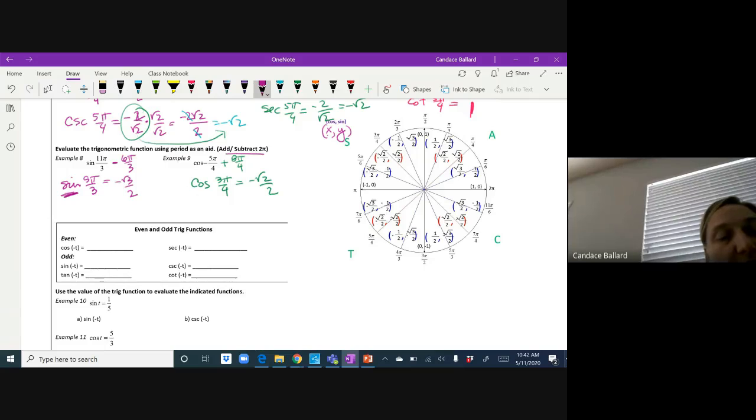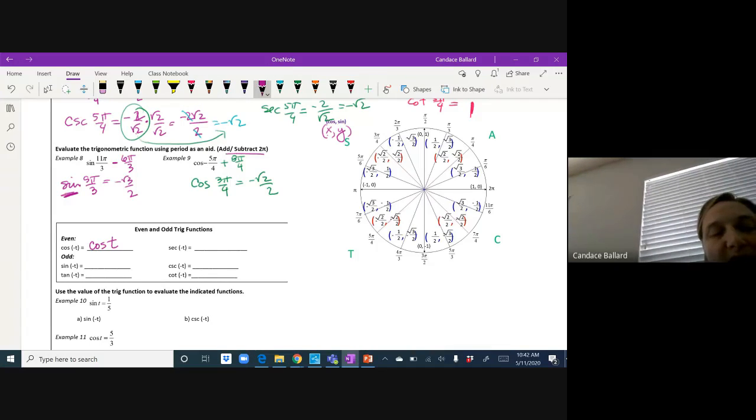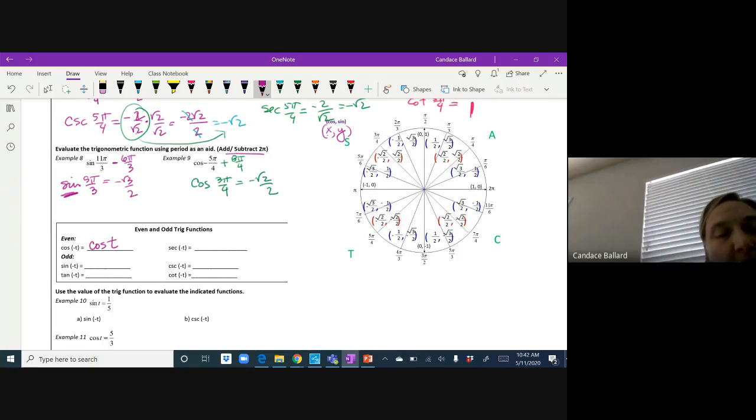So if I have the cosine of negative t, it's also equivalent to the cosine of t. Notice the negative sign kind of just disappears, and that's because it's actually an even function. We're not going to get into what it means to be even and odd. Just know that this is a property.